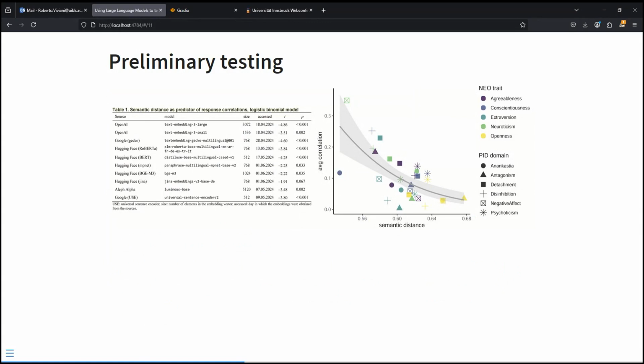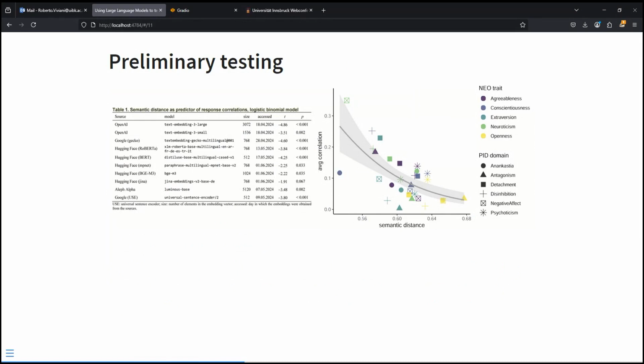So what we were testing is the capacity of the different models to recognize the semantics, by looking at to what extent they were able to predict when the answers from two questions or two subscales were correlated. So the model doesn't have any knowledge about that.